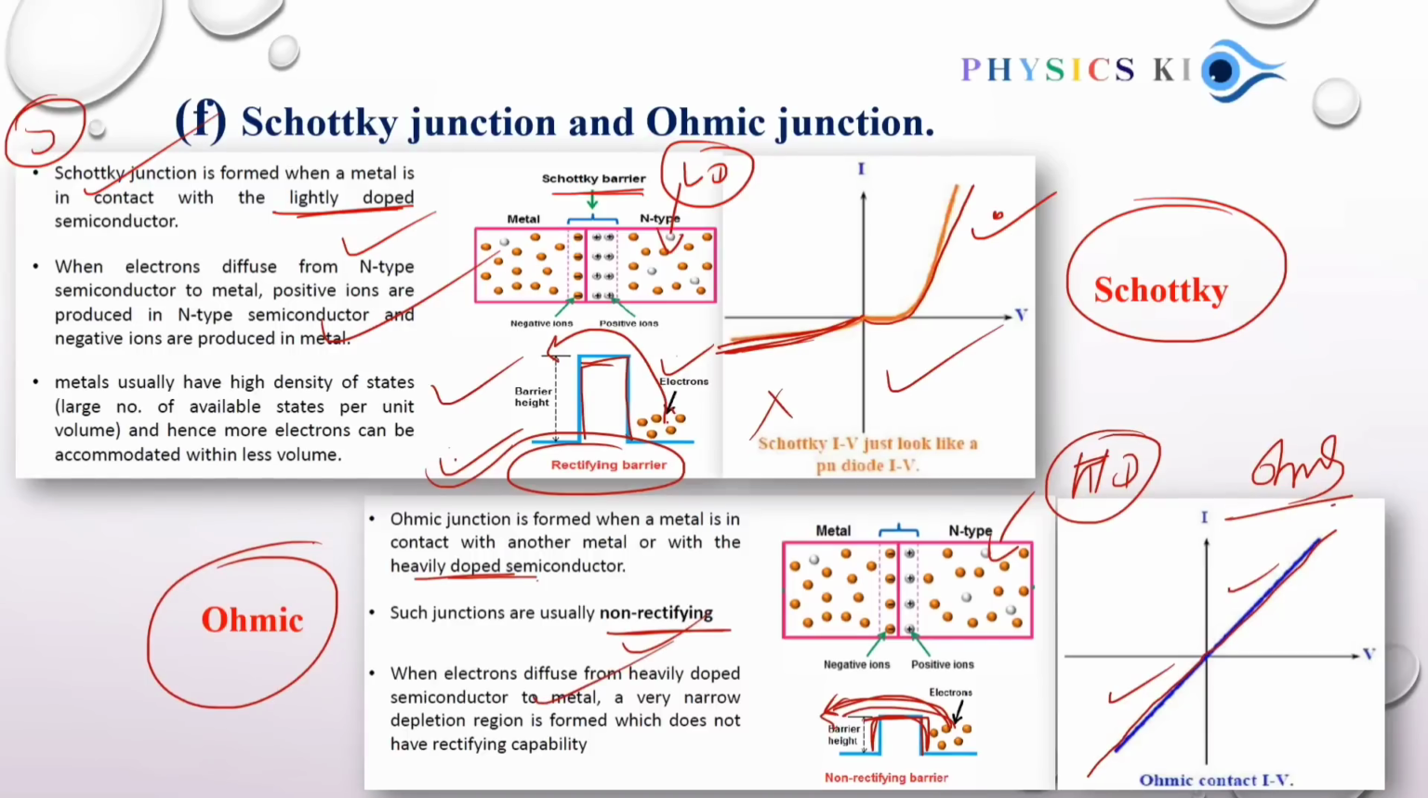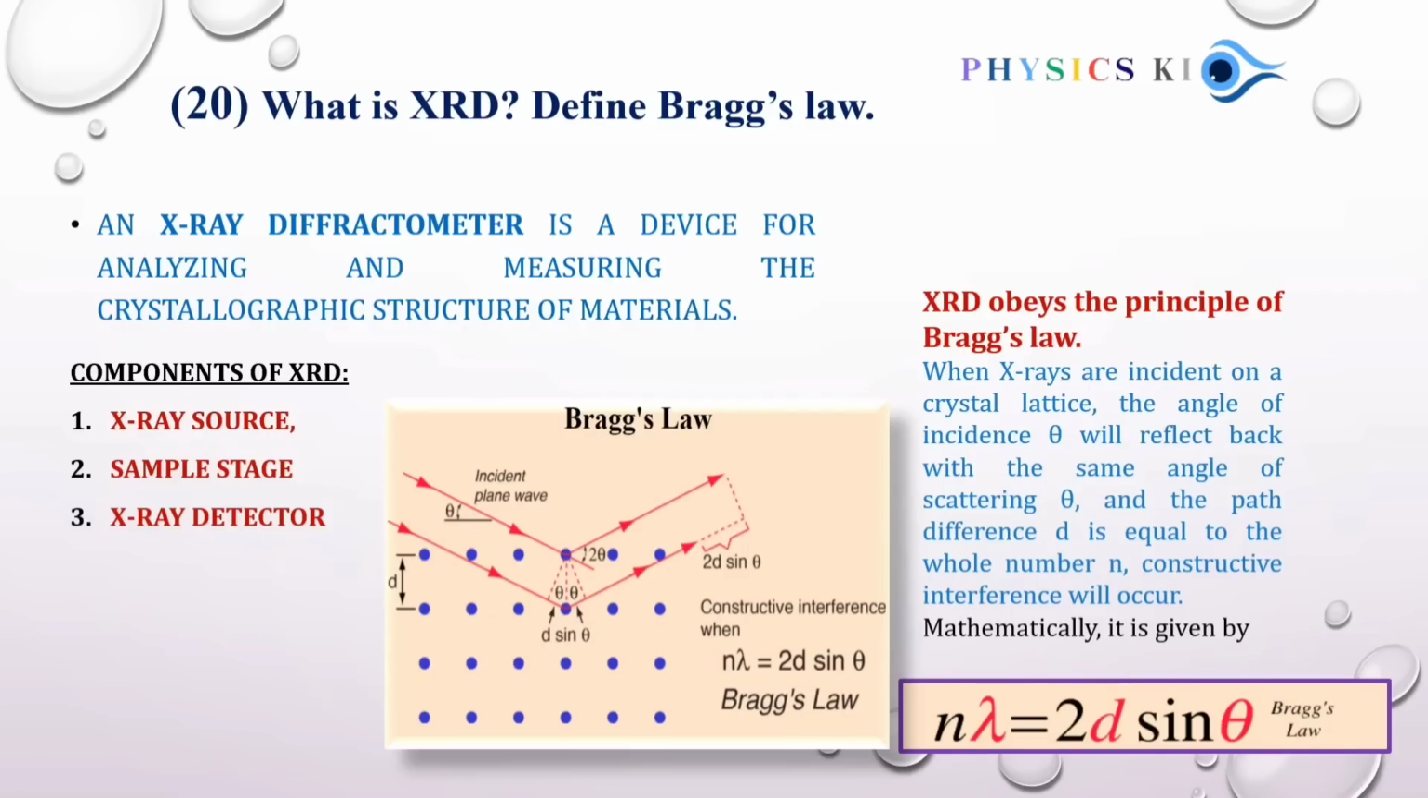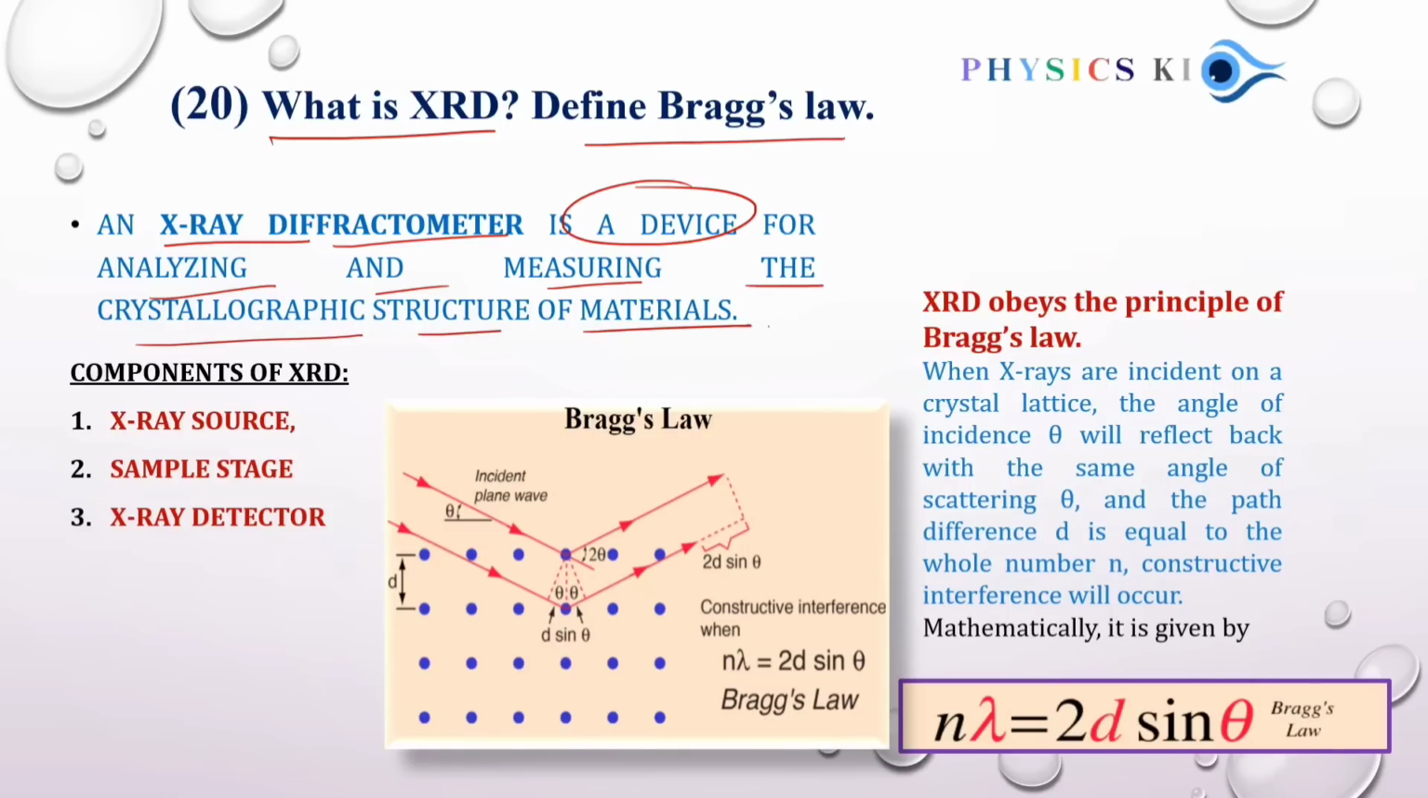And I think we have the last question. In the last question, what is XRD? Define Bragg's law. What is XRD? An X-ray diffractometer is a device for analyzing and measuring the crystallographic structure of a material. If we want to know the structure of any unknown material, what will we use? XRD. Components: X-ray source, sample stage, X-ray detector.